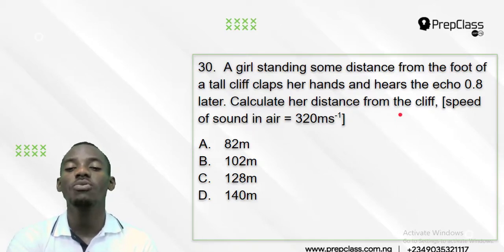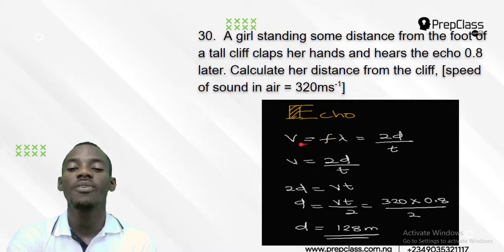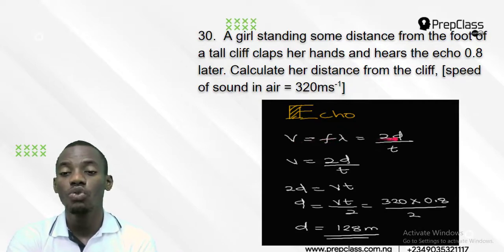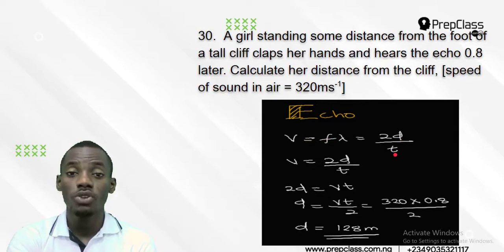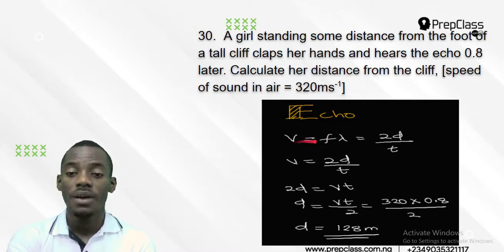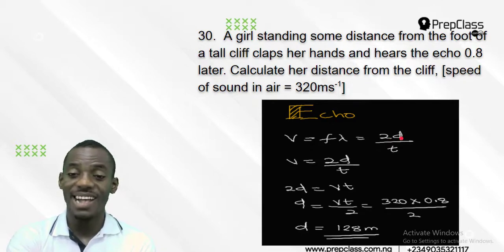What is the echo formula? You must know that the echo formula is derived from the velocity of wave formula. The echo formula is V equals F lambda, or you can say it as V equals 2D over T, depending on what you want to use. V is the velocity of the wave, F is the frequency, and lambda is the wavelength. Here 2 is 2, D is distance, and T is time.